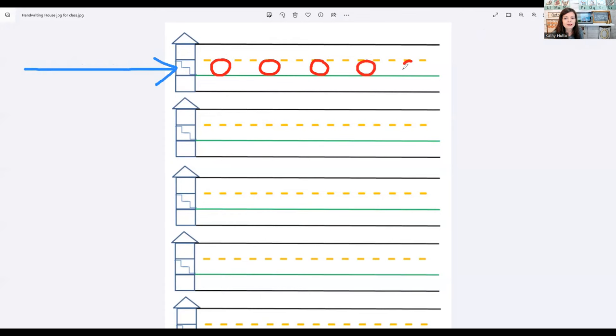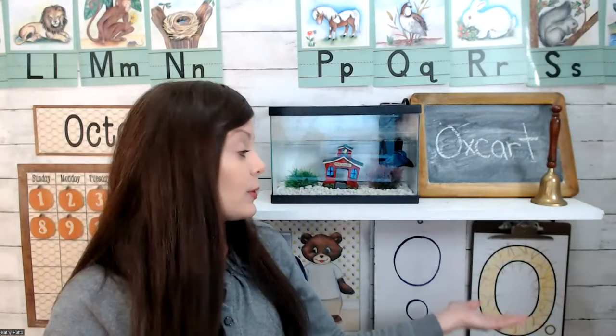Okay. Well, I know you're doing a great job practicing your letter O's. You're listening and learning. So I'm going to cheer for you and give you a sticker for your handwriting paper. Well, now we know what letter O looks like. We can recognize it, we can write it. So next, we'll talk about the sound that O makes.